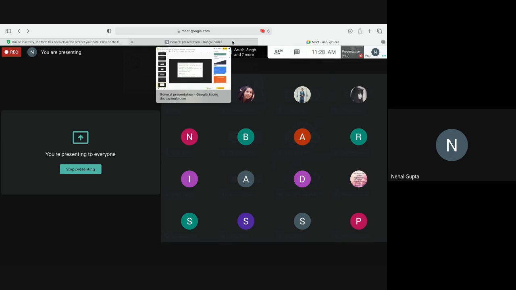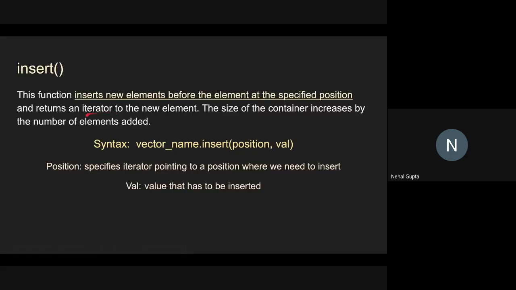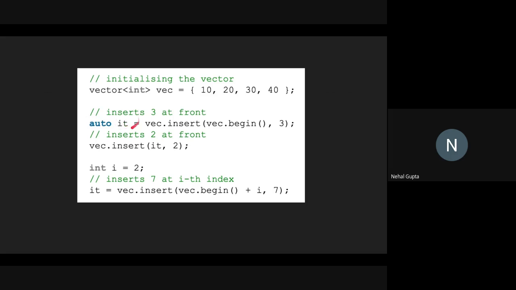So I will continue. As I was saying, the insert function returns an iterator, right? So it returns an iterator, and we have passed an iterator here. Vector.begin points to the first element. We are inserting 3 before the first element, which means we are inserting it at this position. So 3 gets inserted at the front, and the new vector becomes 3, then 10, 20, 30, 40.